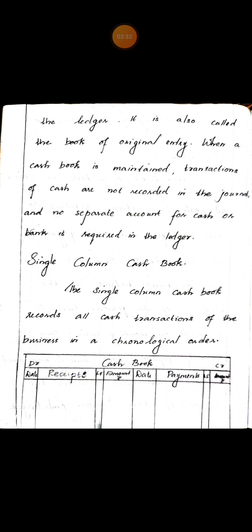Following is the format of a cash book. It has two sides, debit side and credit side. Debit side records cash receipts and credit side records cash payments. First column, date, in which date of transaction is written. Then particulars or receipts, the name of the account under which cash has been received is written in this column.